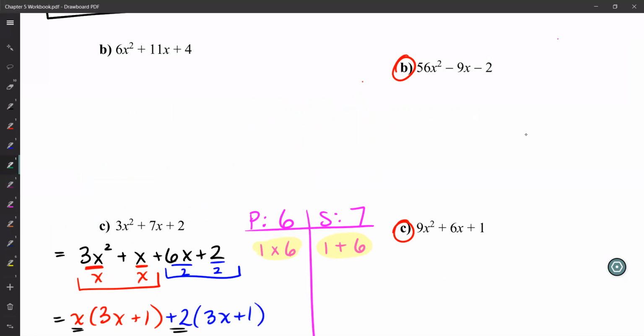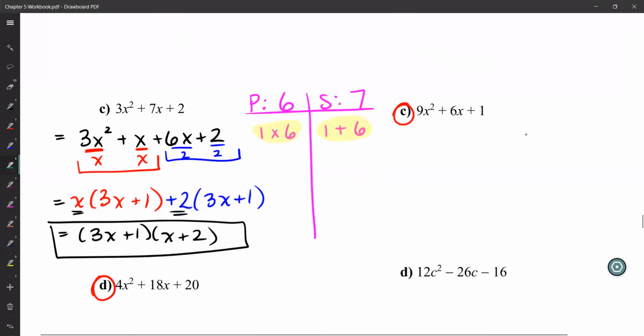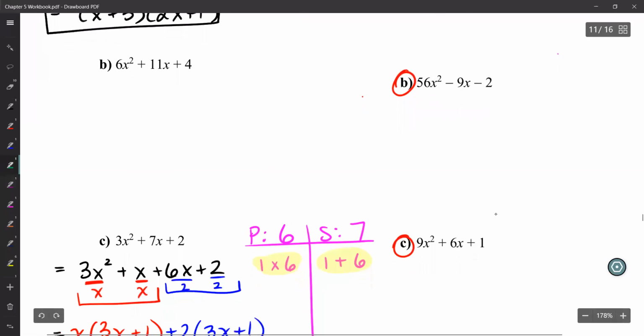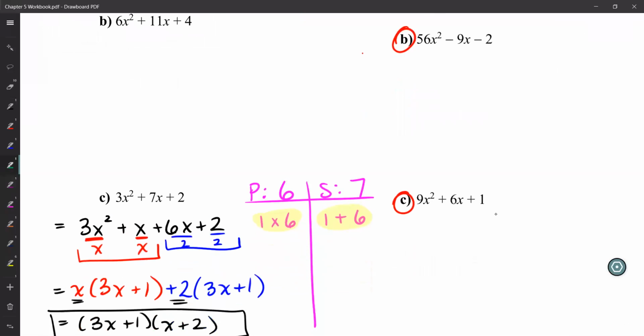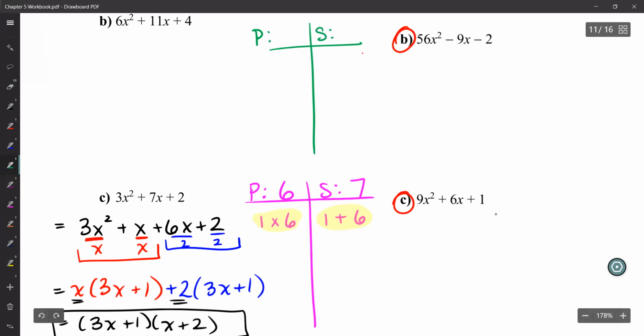Can I see the answer for C again real quick? Yep. Okay, Melody, go ahead. So you start by doing the product and sum table like always. For the product, you multiply the A and the C, so that's 56 times -2, and that would give you -112. And then for the sum, you just take the B value, so that would be -9.